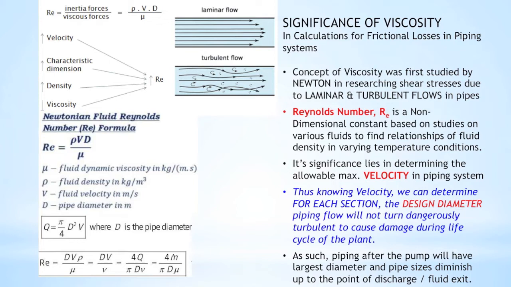If we have the Reynolds number, we can know the diameter of the pipe. If you have the diameter of the pipe and the Reynolds number, then we can find the velocity. So that's how these equations are kind of interchangeably used. Generally, what we are doing here is, by limiting a certain velocity, we are actually finding the design diameter of the piping flow.